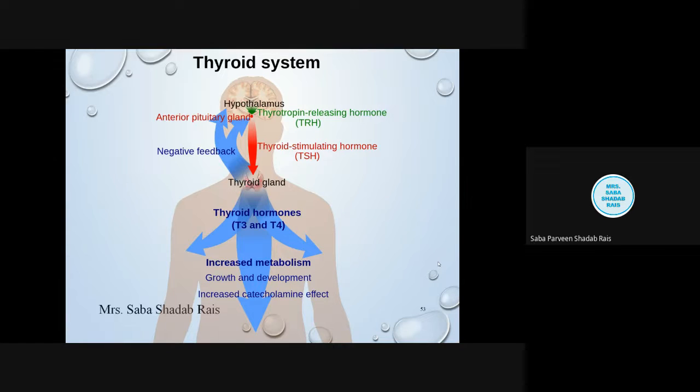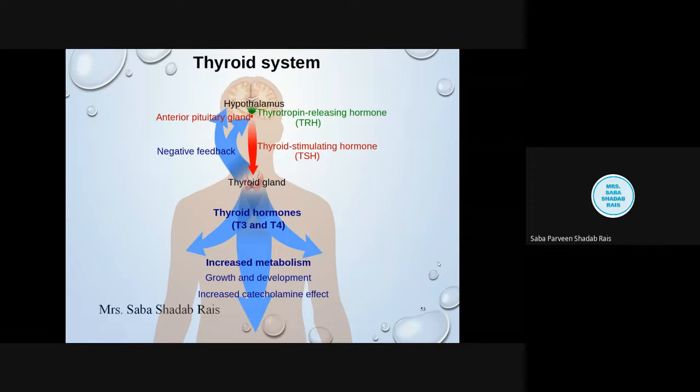Then hyposecretion in the case of children causes cretinism, and if it happens in adults, myxedema disease can happen. That disease or disorders we will discuss in the next slide, but now you should remember that hyposecretion will cause cretinism and myxedema. In case of hypersecretion, there is exophthalmic goiter. Okay, so the disorders we will discuss in the next slide.